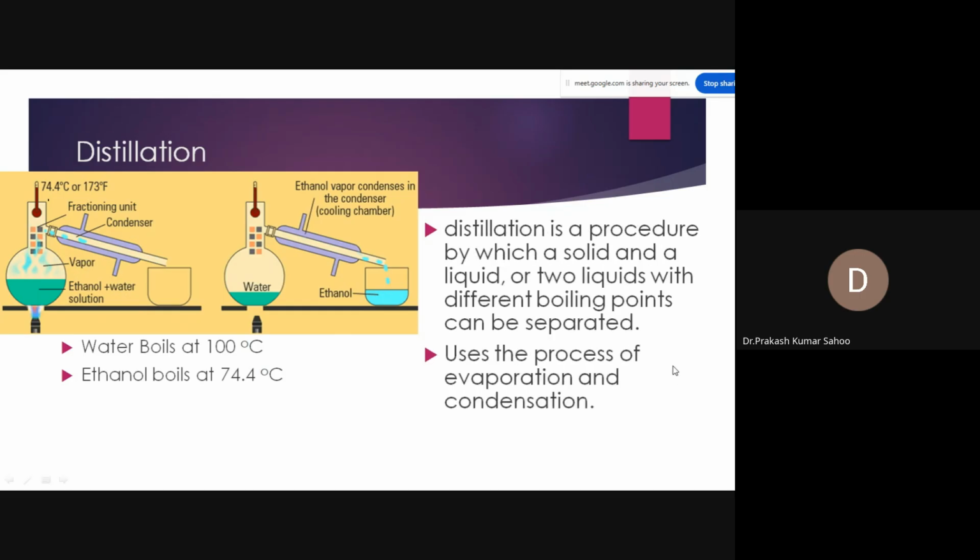So distillation is a procedure by which a solid and a liquid, or two liquids with different boiling points, can be separated using the process of evaporation and condensation. Evaporation takes place inside the round bottom flask, and condensation takes place inside the condenser. These are two examples where an ethanol and water solution gets separated. Ethanol boils at 74.4 degrees and water boils at 100 degrees centigrade. Accordingly, we separate by different boiling points, so ethanol will separate first, followed by the water.